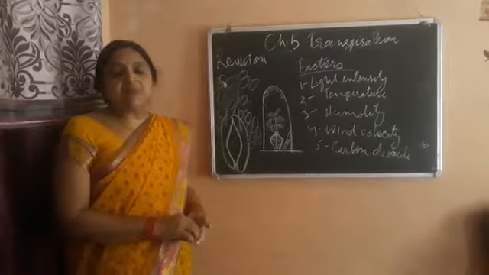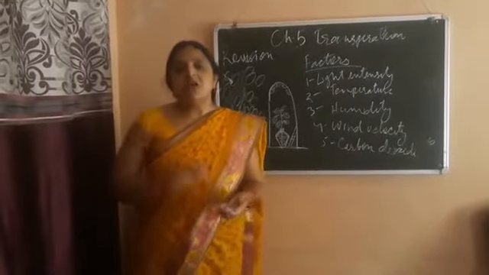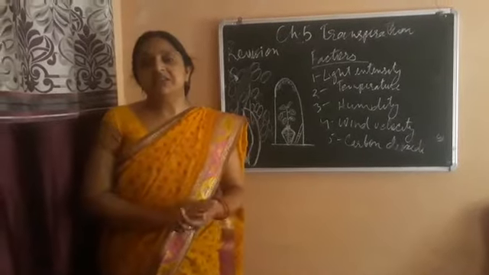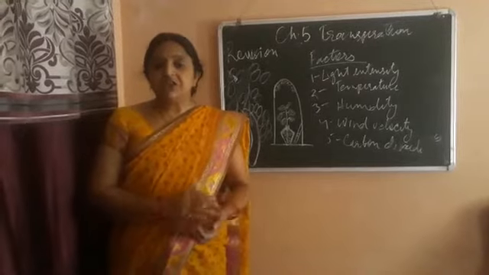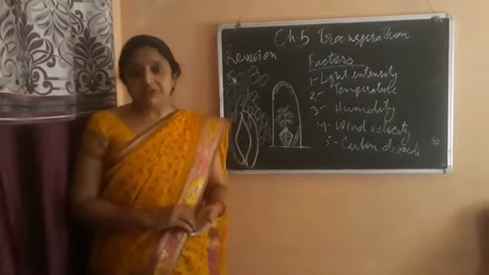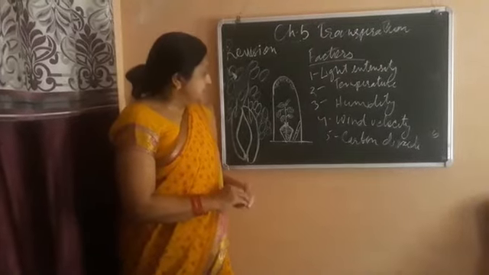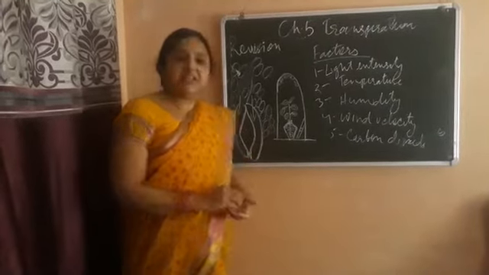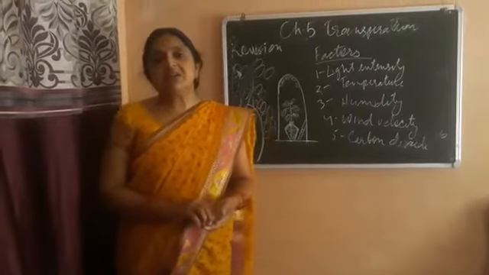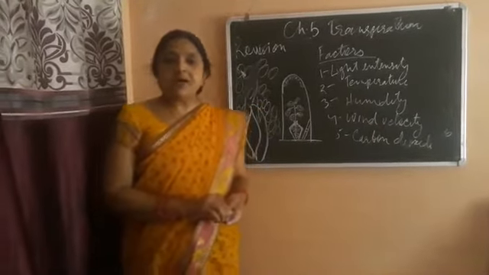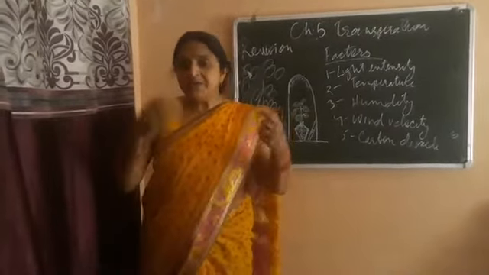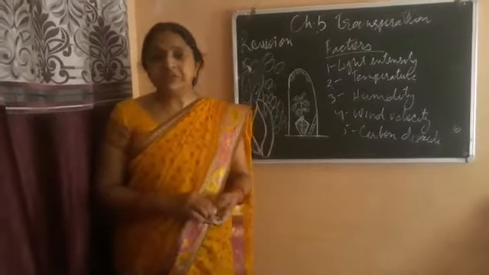Now cuticular transpiration. The cuticle is a layer on the leaf. It slows the rate of transpiration. Next is lenticellular transpiration. Lenticellular transpiration occurs in old bark trees, through the lenticels present on the stem of the tree.